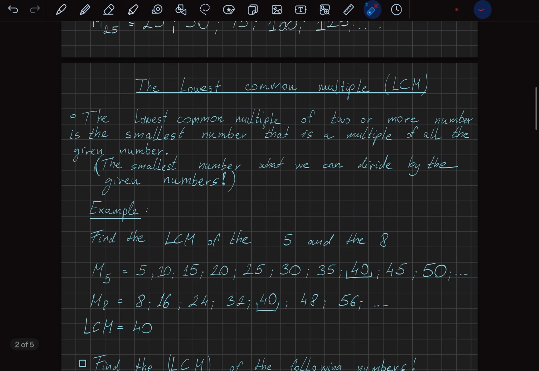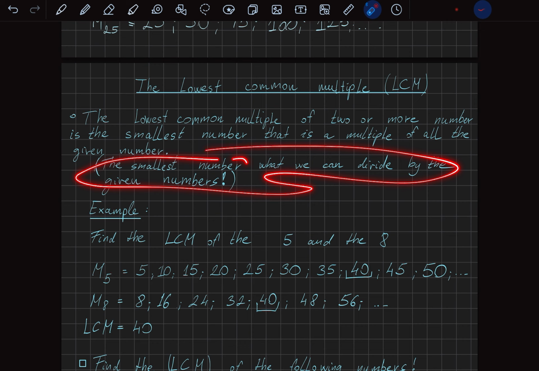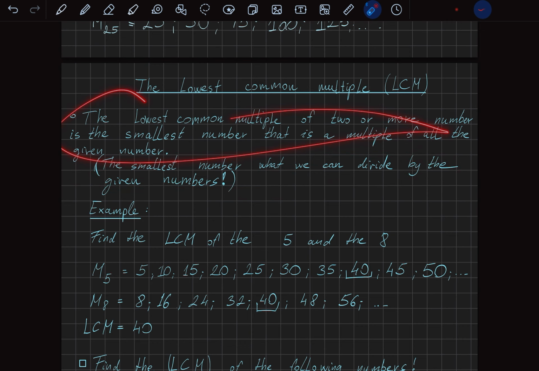The lowest common multiple: the smallest number that we can divide by the given numbers. I prefer this rule. Both are perfect, but I really like this one because if we add fractions and search for the new denominator, I use this rule. We search for a number that we can divide by 2 or 3 or 5 or the given denominators.